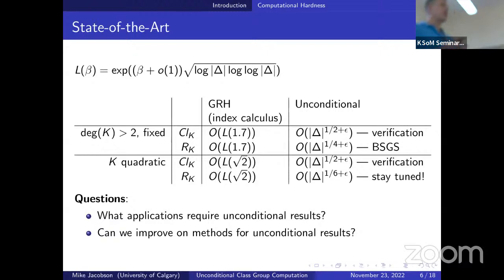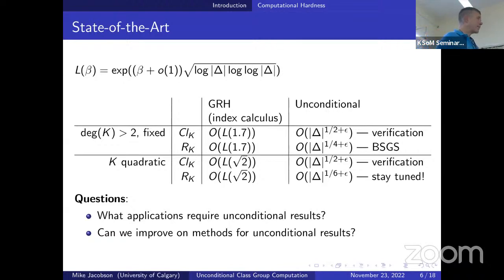And so the typical thing is that you run, again, index calculus, the fastest algorithm. You run it, it gives you something that it says is the class group and regulator, but it can only tell you that that is true if you assume the Riemann hypothesis. Verification is the additional computation that certifies the unconditional class group and the regulator.